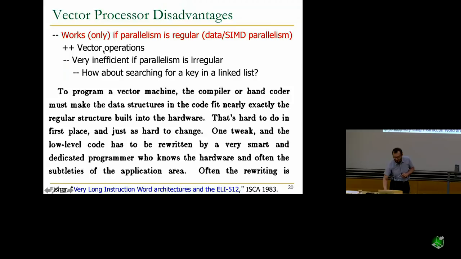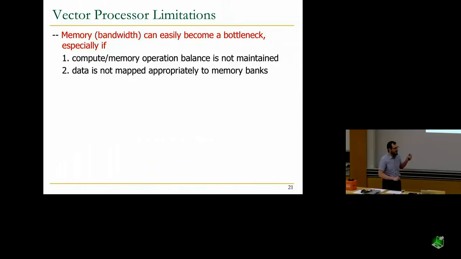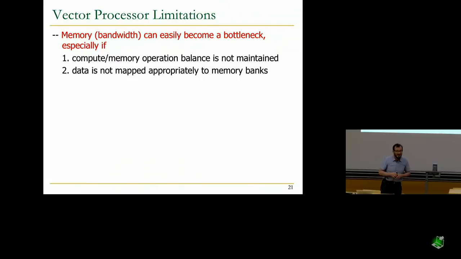If your parallelism is very irregular, you'll have to go through these pains. And maybe you're better off with a VLIW machine. Okay, another limitation of a vector processor, and this will become clear soon, is memory bandwidth. Bandwidth can easily become a bottleneck if your compute to memory operation balance is not maintained, and if your data is not mapped appropriately to different memory banks. This will be very clear soon when we go through an example program.